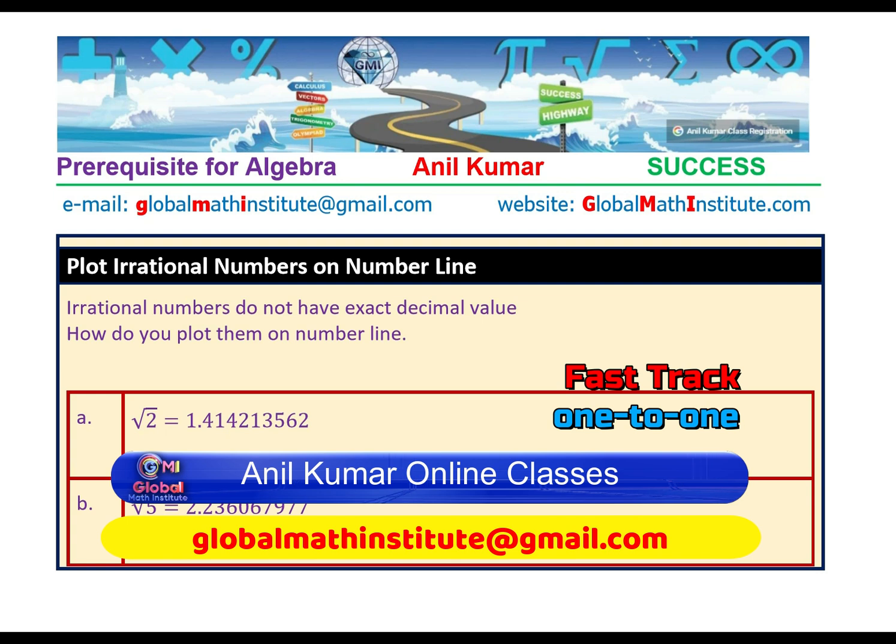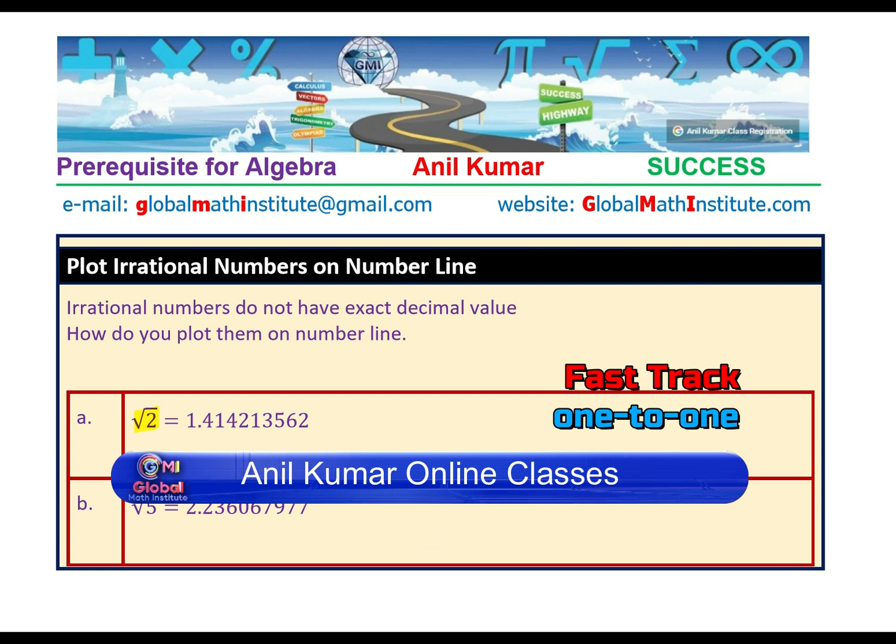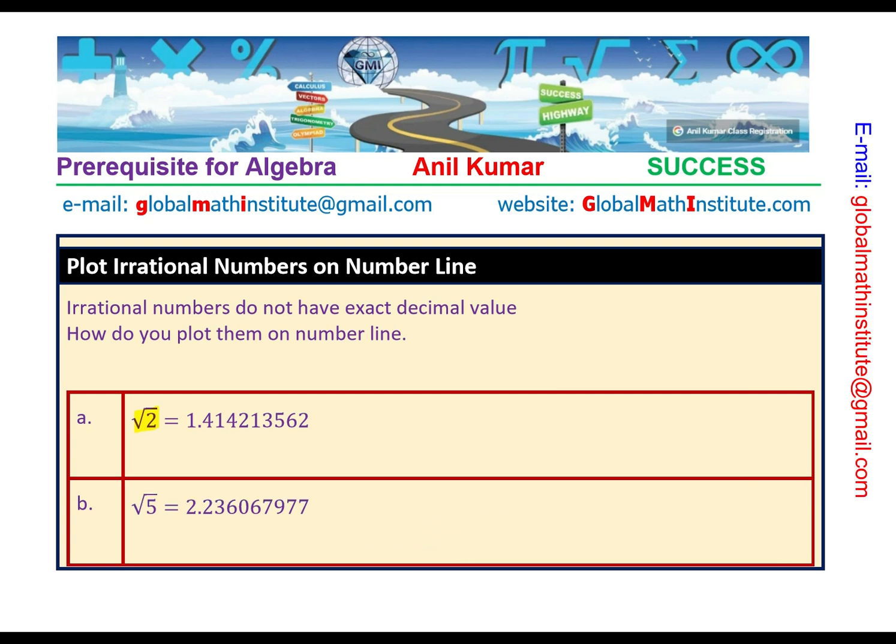As I've shown you, square root 2, so popularly used in mathematics, is 1.414213562. If you use the calculator, you can figure this out. Similarly, any other radical like this, for example, square root 5, is 2.236067977. Now the question is that irrational numbers are real numbers, right?